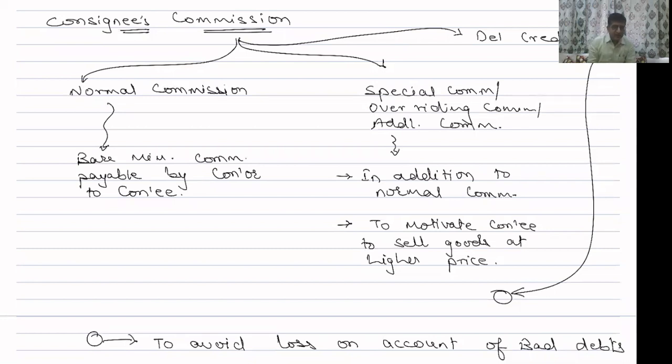Total consignees commission 1000, loss on goods sold. Loss on goods sold नहीं होता है भाई साहब, bad debts loss होता है 2000, then consignee should pay 1000 to consignor. Is it right?